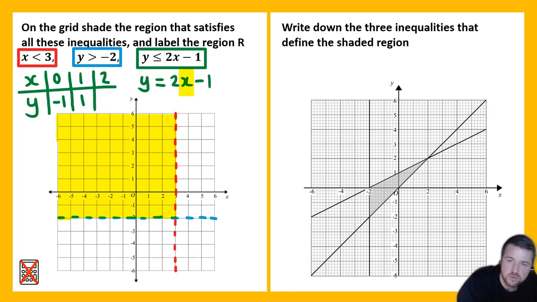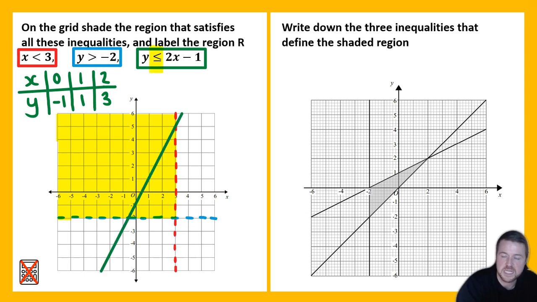And when x is 2, 2 lots of 2 is 4, take away 1 is 3. Plotting these three coordinates, (0, -1), (1, 1), and (2, 3), and connecting with a straight line. Since the inequality symbol is inclusive, it will be a solid line, and I'm looking for values of y that are less than or equal to 2x minus 1, so I'll need to shade everything that's below the drawn line, meaning I'll be left with this region enclosed by the triangle, which I'll label as R.